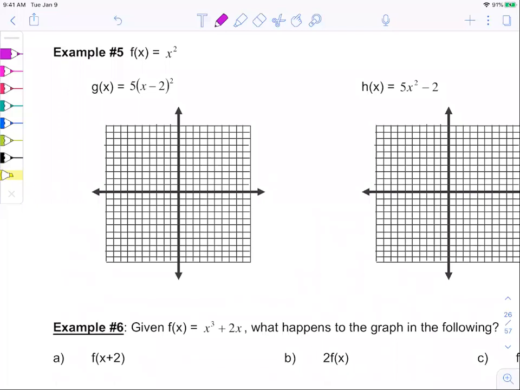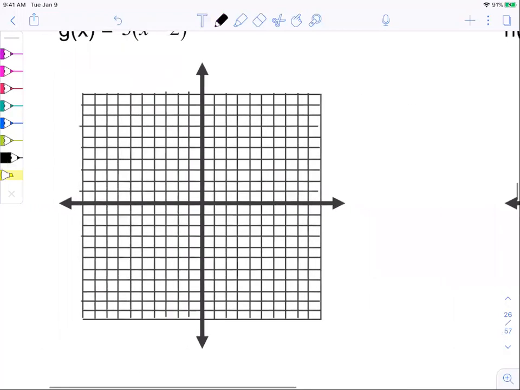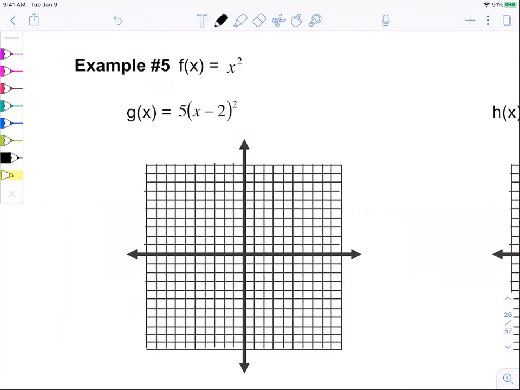Example 5, we're back to our favorite graph, y equals x squared or f of x equals x squared. So I'm going to graph that just to remind us, we know it's a parabola, but just to have a basic graph drawn, the parent function. All right, so we have y equals x squared, or f of x equals x squared.